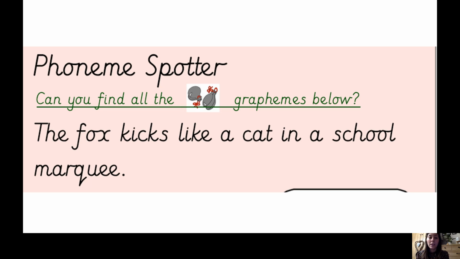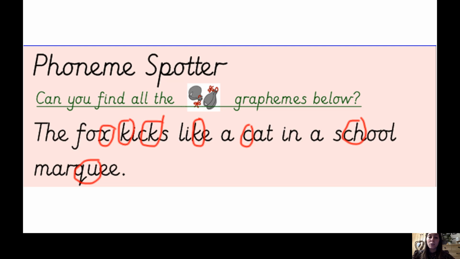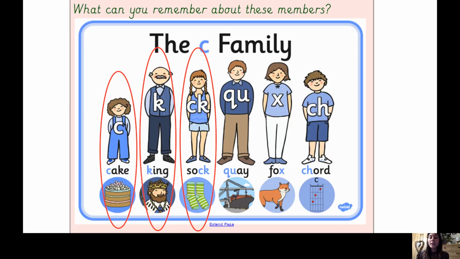Hopefully you found them. So here you can see I have circled the graphemes for you. There were quite a lot of those k phonemes in there, lots of letters representing that sound. Good job if you managed to find them all. So here is the k family. And the family members I've circled in red are the ones that we met yesterday.